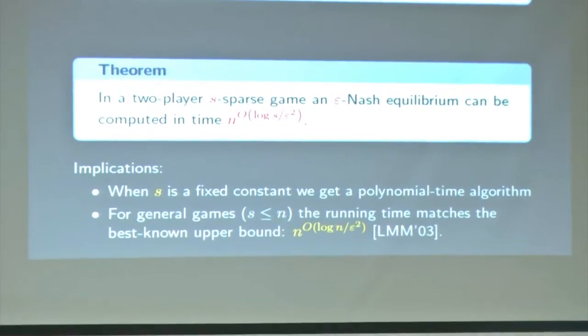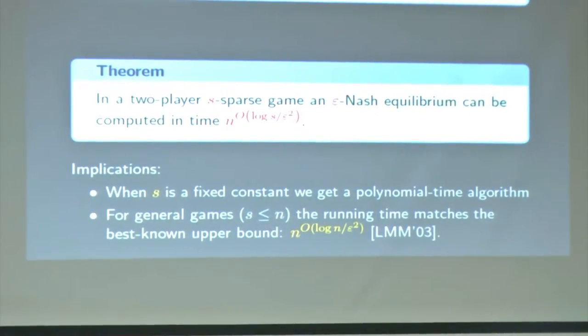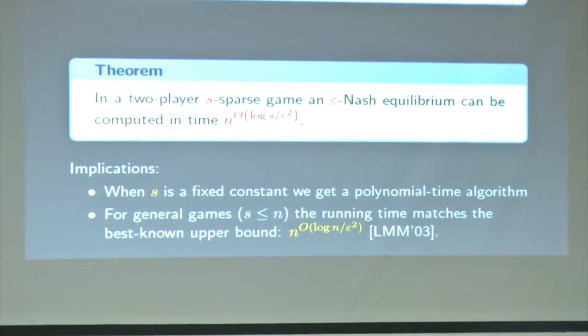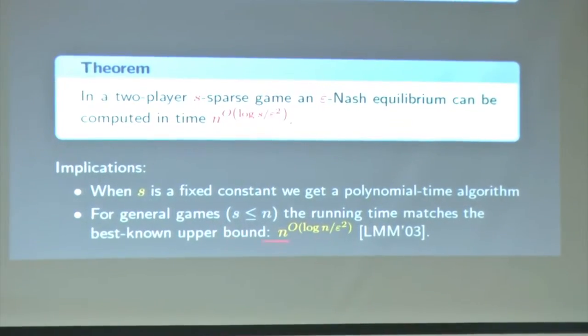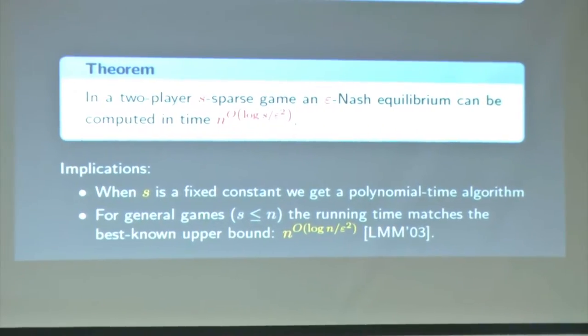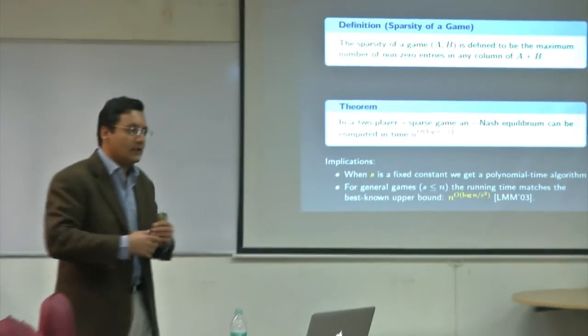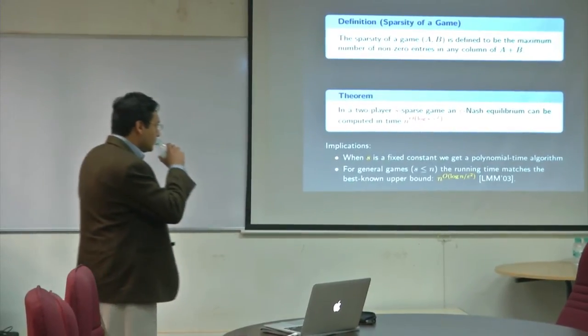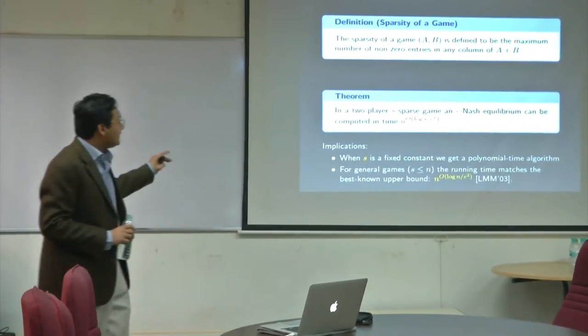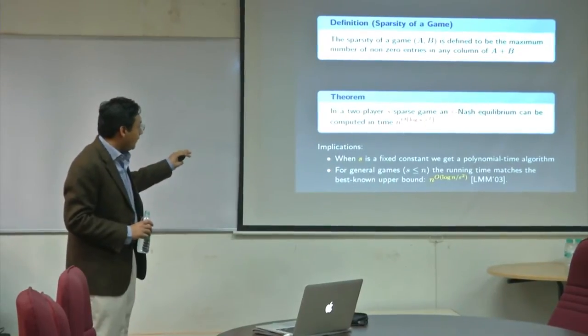And in general, s can be at most n. These are n by n matrices. So in that case, the running time of the algorithm matches the best known upper bounds for matrix multiplication. So it completely interpolates based on this natural sparsity measure. That's the theorem statement I wanted to mention.